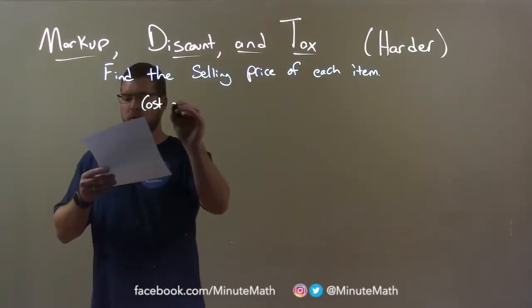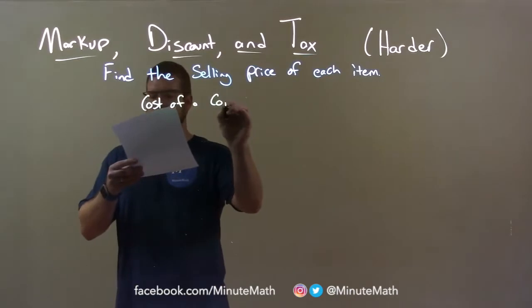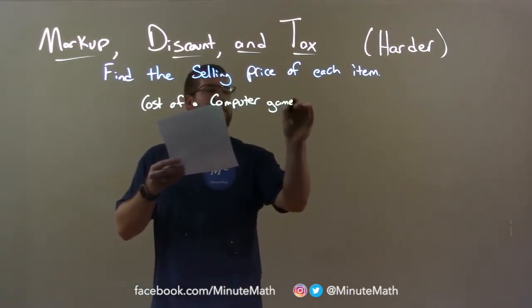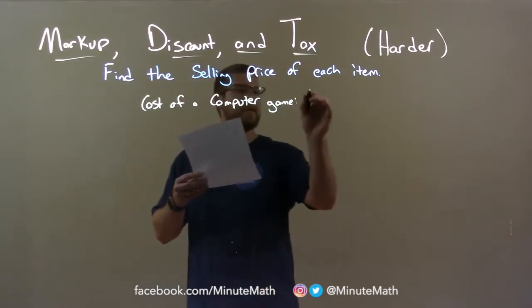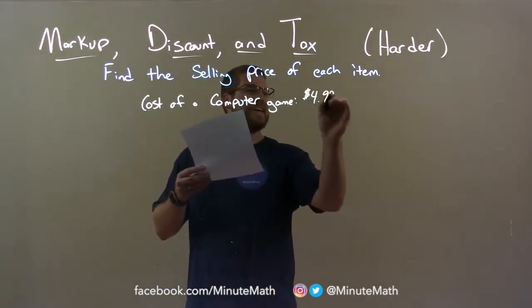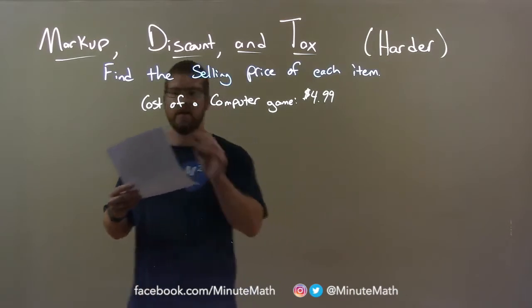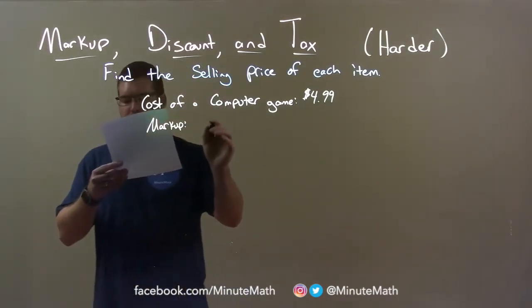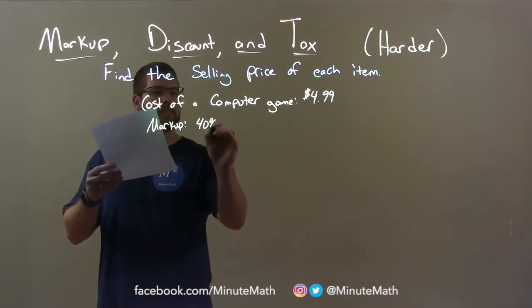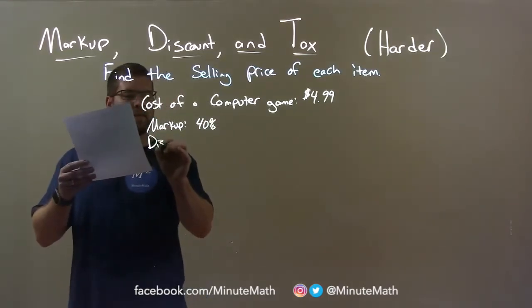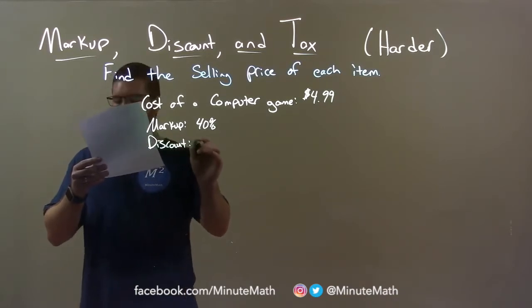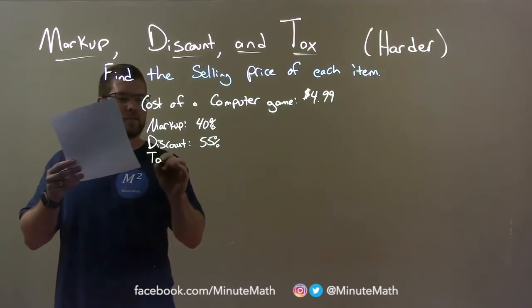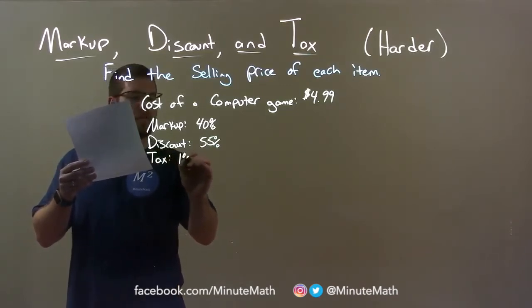Cost of a computer game is $4.99. Okay, its markup is 40%, and its discount is 55%, and its tax is 1%.